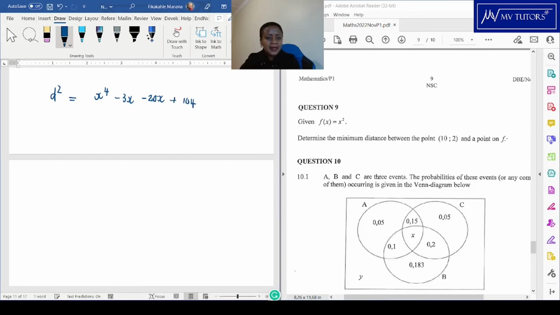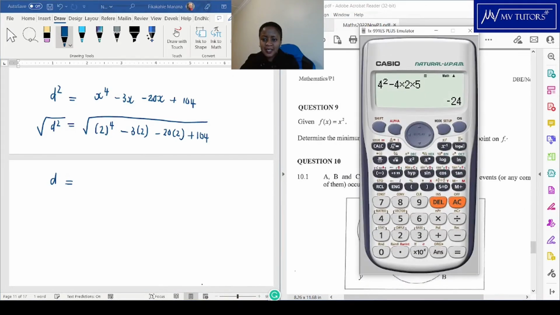Okay, and then I know that x is equal to 2. So 2 to the power 4 minus 3 times 2 minus 20 times 2 plus 104. And I am going to root both sides so that I can get what D is, finally. Okay. So 2 to the power 4 minus 6 minus 40 plus 104 is root 74. I think it's better getting it and rounding it off to 2 decimal places.